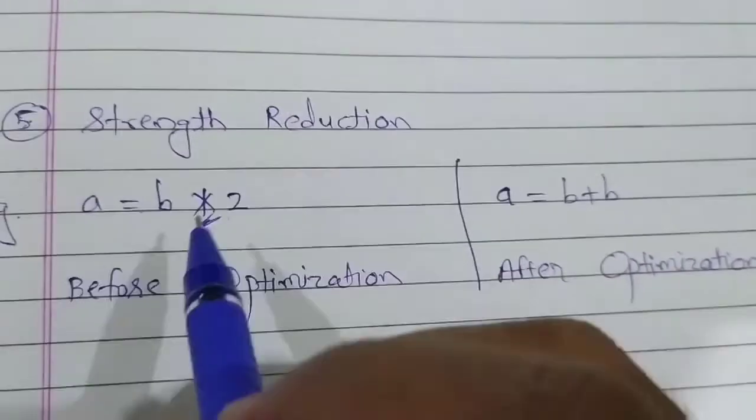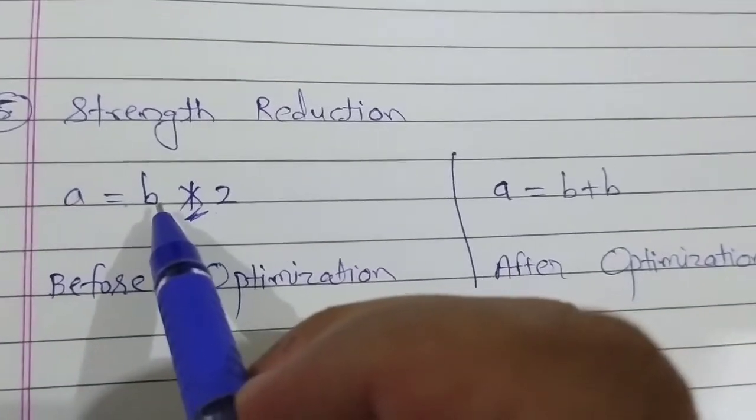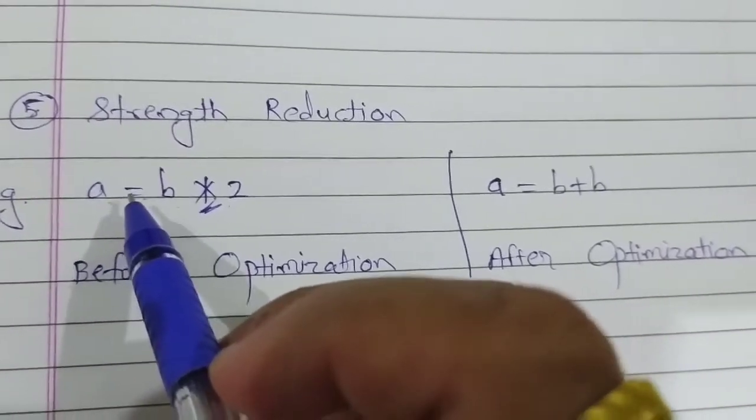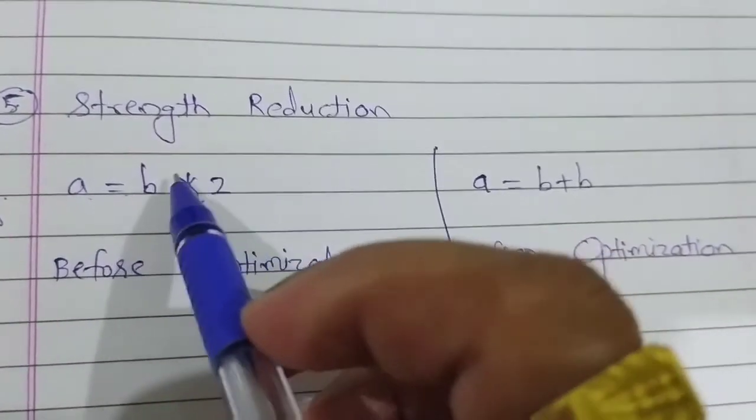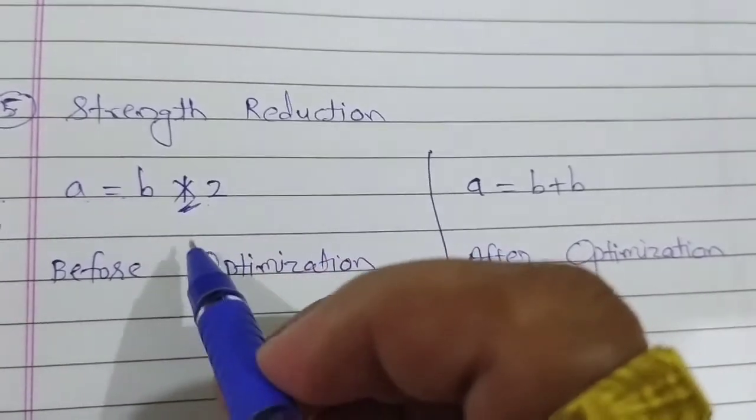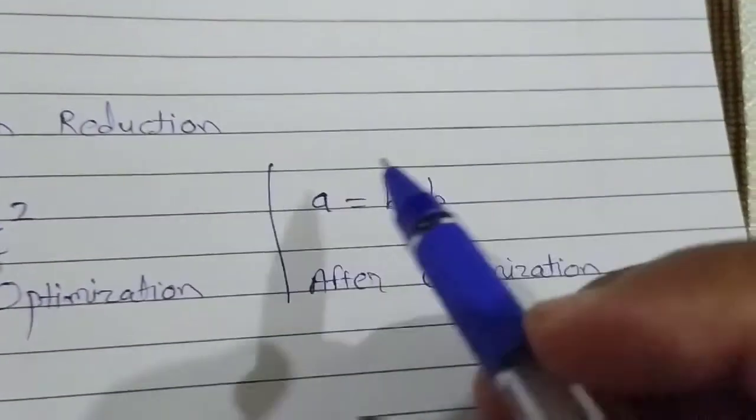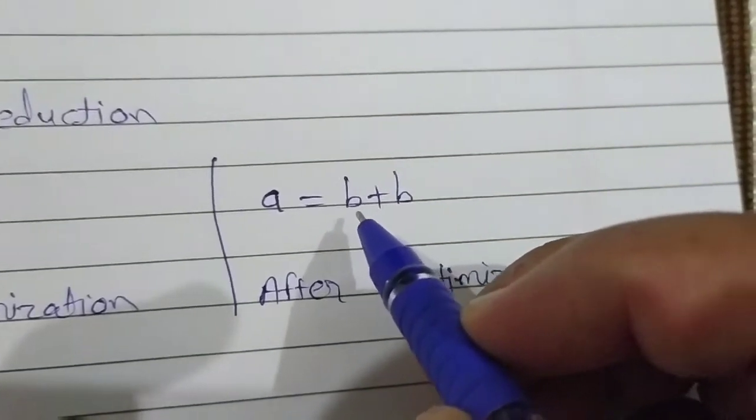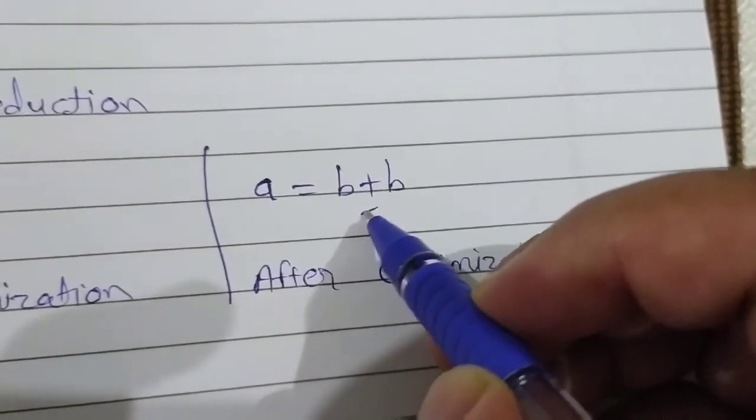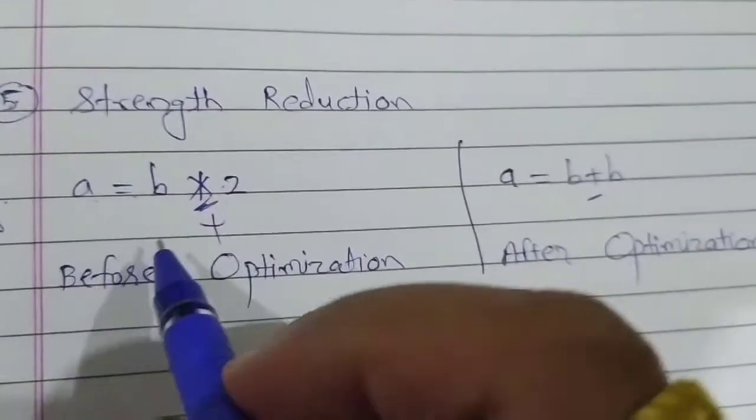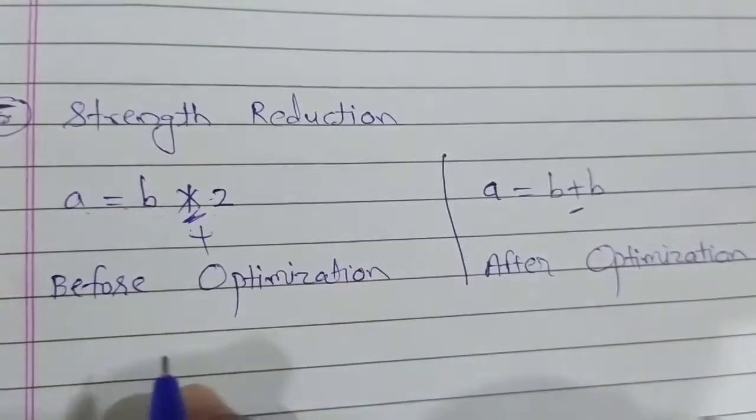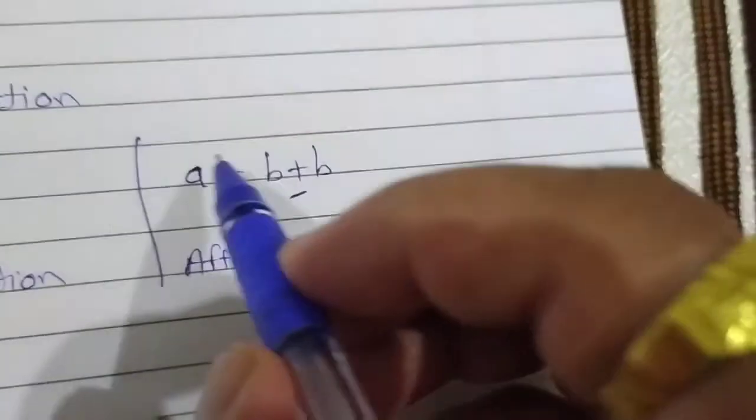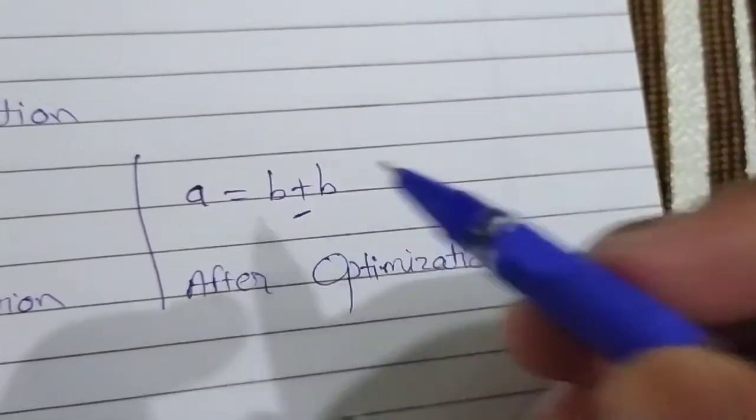For example, look at this. Here we are multiplying b by 2 and we are saving that result into a. Now as multiplication takes more computation, it can be replaced by plus. So instead of having b into 2, we can replace it with b plus b. So addition takes less computation than the multiplication. So before optimization it was b into 2. After optimization it becomes b plus b.